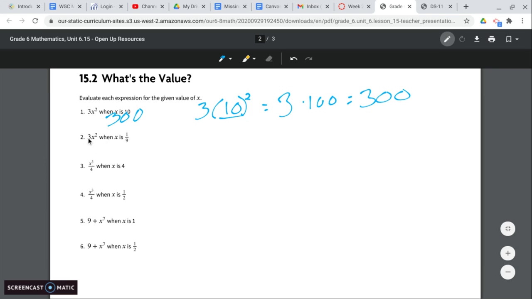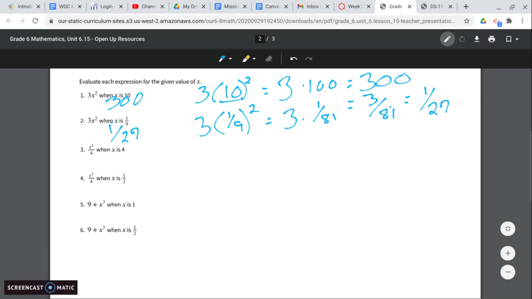All right, what about 3x squared when x is 1/9? Same idea, we plug that 1/9 in there and square it. Remember, when we take any fraction to an exponent, we do both the numerator and the denominator. So 1 squared is just 1, and 9 squared is 81. We multiply the whole number 3 into the numerator, so we end up with 3 over 81. Then we can simplify this. 81 divided by 3 is 27, so we end up with 1/27.